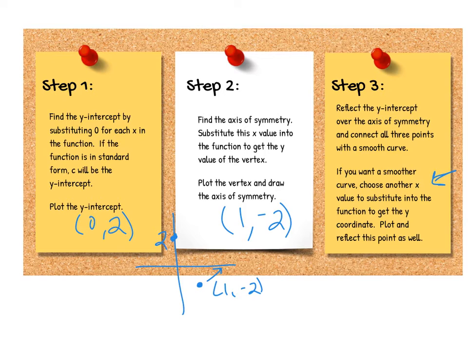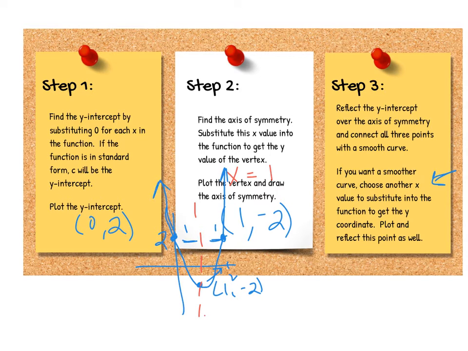Okay, so the axis of symmetry would be, in this case, x equals 1. So that goes right through your vertex. So if this y-intercept is 1 unit away here, I go 1 unit away over here. And so I will plot the point (2, 2). And now I know my parabola is going to be about that wide.